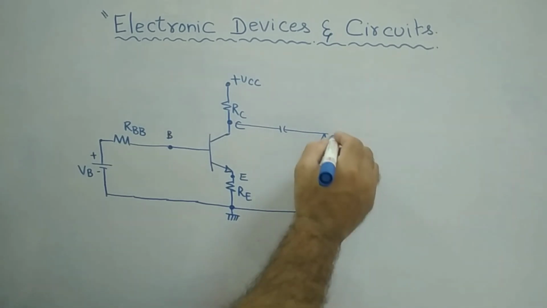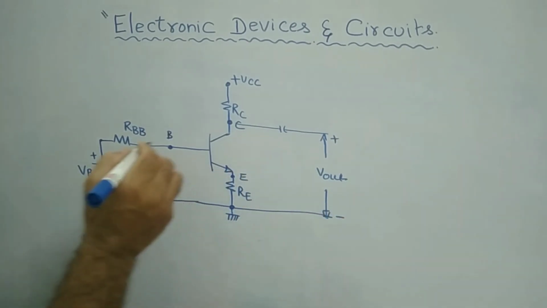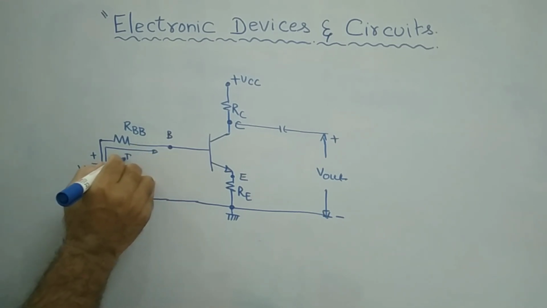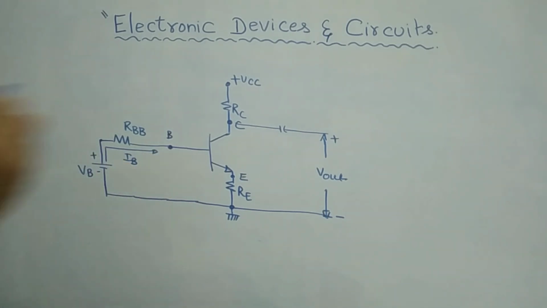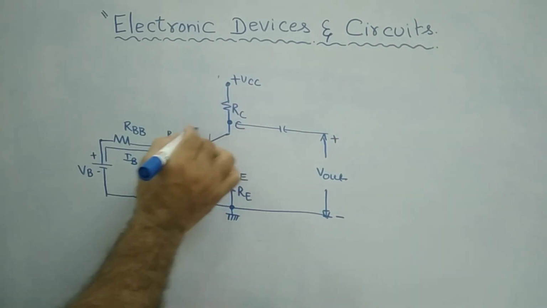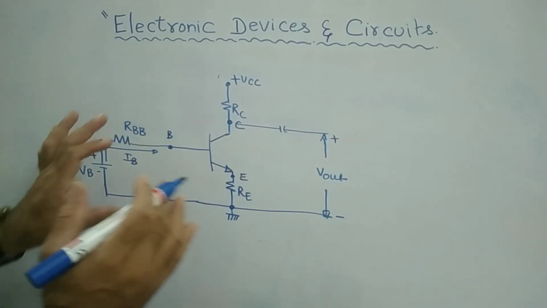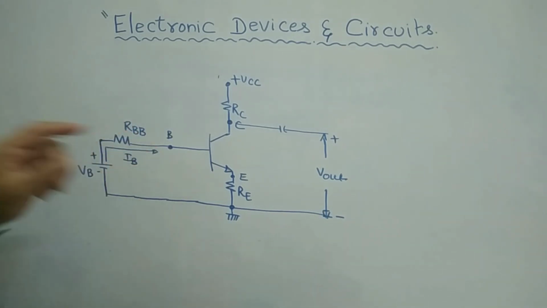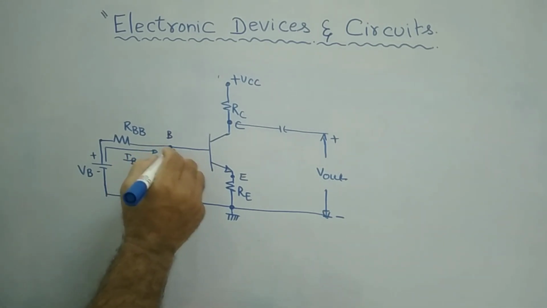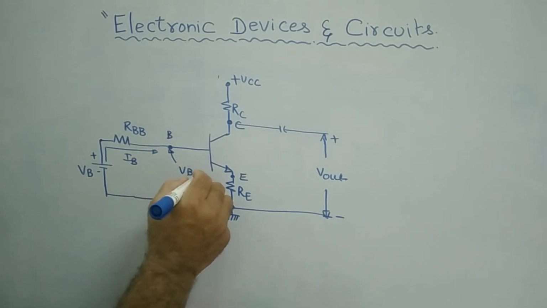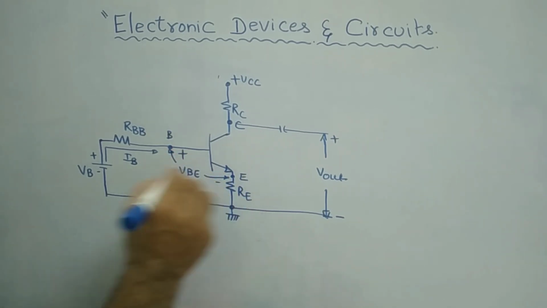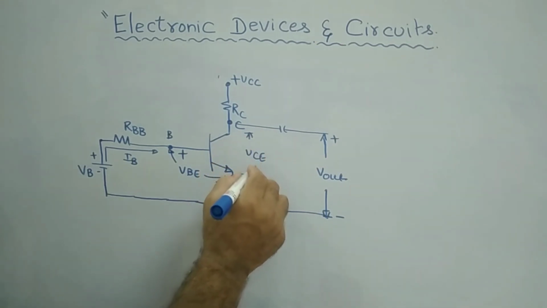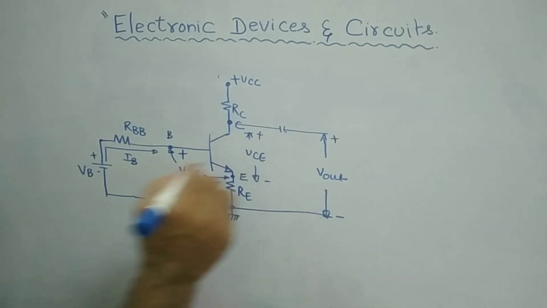See how simplified the circuit has become. Clear? Now this is how the IB flows from VB. Initially I had shown it flowing from plus VCC. After simplification with the help of Thevenin's voltage, the flow of IB goes like this, and here the base to emitter voltage VBE is there, plus and then minus, right? Of course, here VCE, the collector to emitter voltage, will be there, plus and then minus, right?